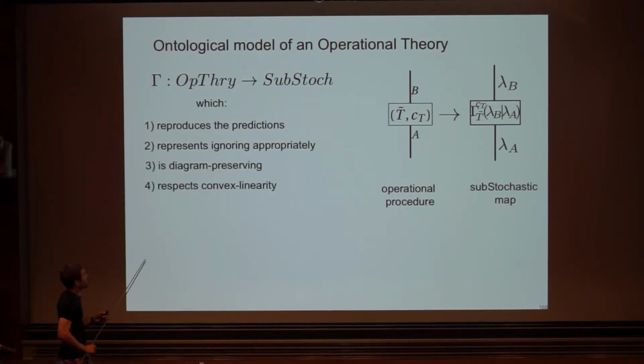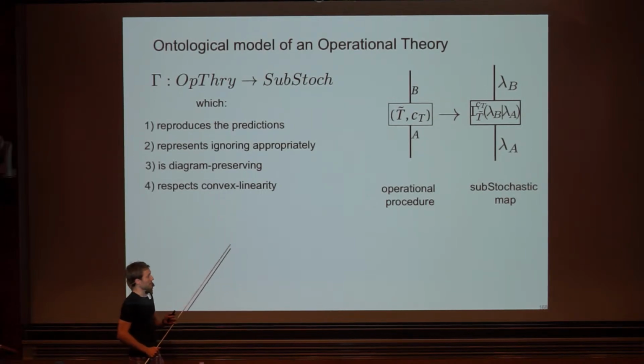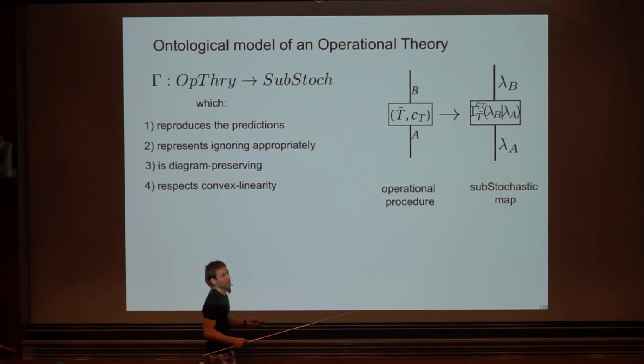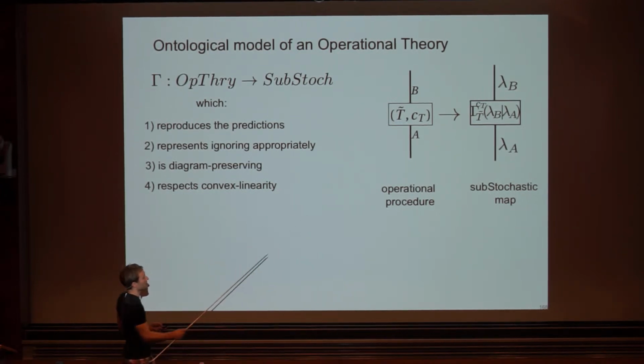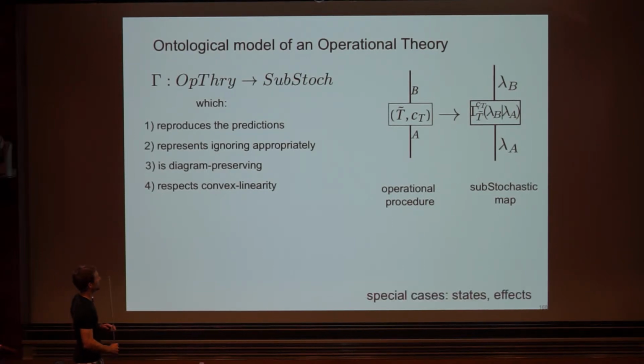And then there's two more assumptions, which I'm not going to focus on too much here. The first is diagram preservation, that the circuit in the substochastic image of the map has the same structure as the circuit in the operational theory. And it has to respect convex linearity. I'll come back to these assumptions in the final talk, and why we need them, in case it's not clear.